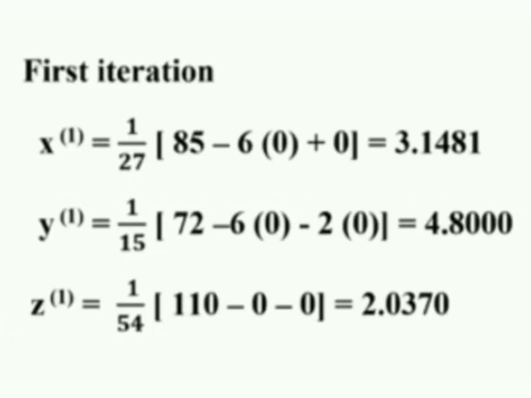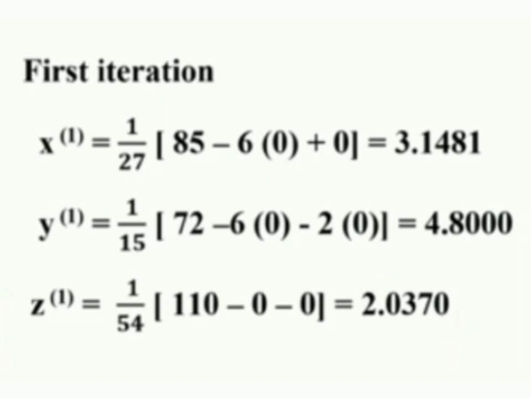We are going to find the iteration values. We substitute values in the equation to find x, y and z. We assume the initial value as 0 for all x, y and z. As we substitute 0 in equation 1, x is equal to 1 by 27 into 85 minus 6 into 0 plus 0, which is equal to 3.1481.